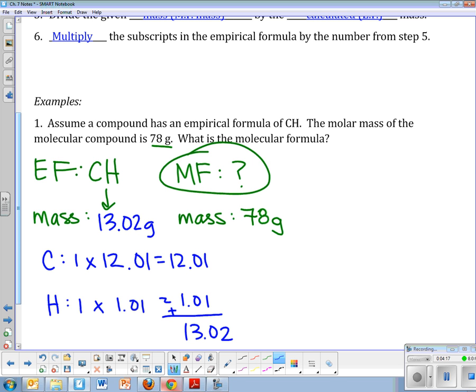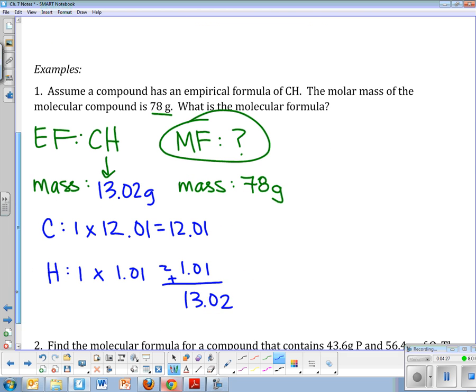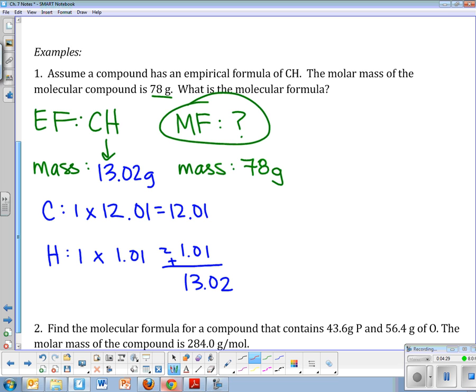Okay, so at this point, I need to now do step number 5. Divide the given mass, so my given mass is 78, by the calculated mass, the one I just found, 13.02. So I'm going to do 78 grams divided by 13.02.